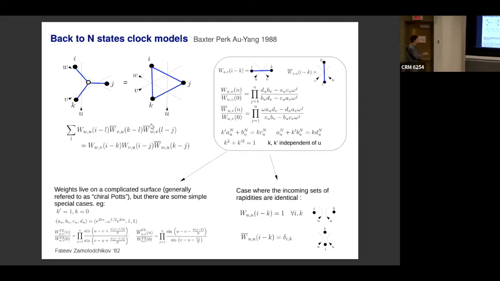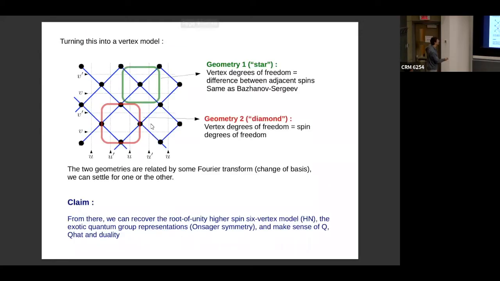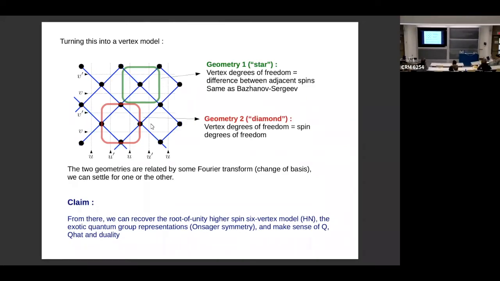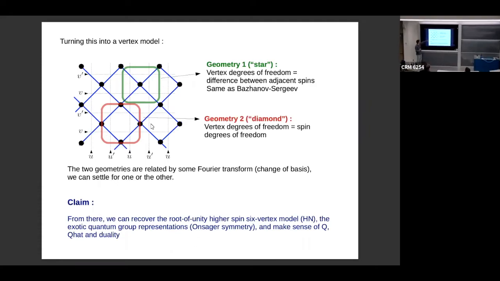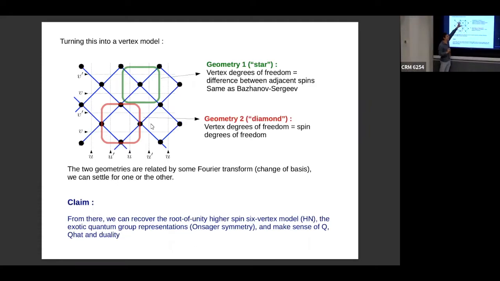Okay, so that's the setup, and now let's try and construct a vertex model from there. There are actually two geometries to do so, and they're pretty much equivalent. We won't need to really deal with both of them, but let me just sketch what they are. The first geometry is the so-called star geometry, and it's exactly what Bazhanov and Sergeev had. So the building block, the R matrix of the vertex model, is this thing here. And the vertex degrees of freedom are the difference between adjacent heights, as before. But now, since the heights live in Zn, the vertex degrees of freedom live in Zn as well.